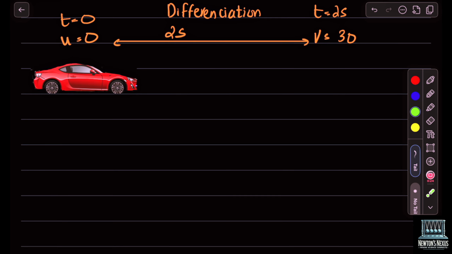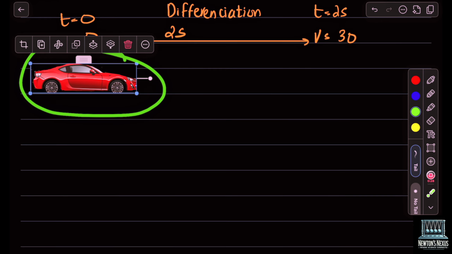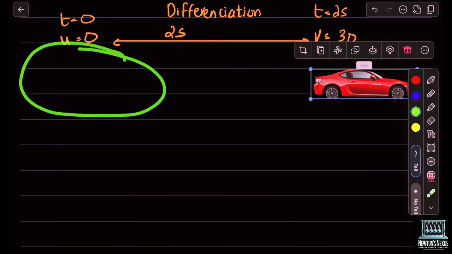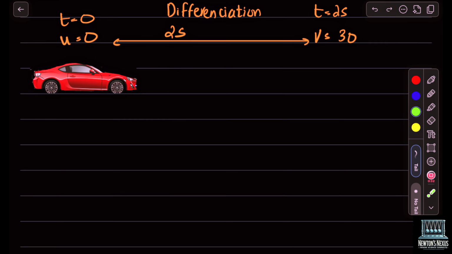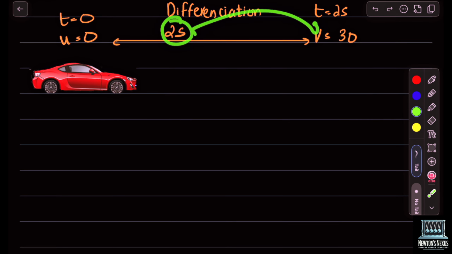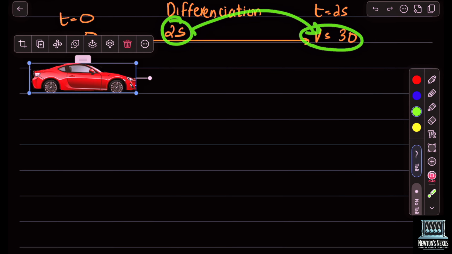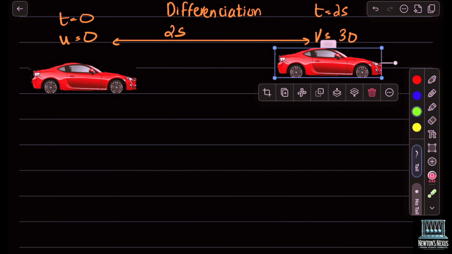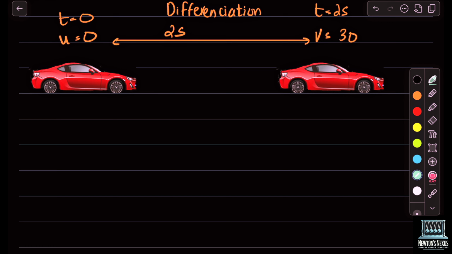So, consider a scenario where you've been given a car and your car is just traveling, whoosh. The car starts from rest with an initial velocity of 0 and travels for 2 seconds and ends up with a final velocity of 30. Now you've been asked, what is the change in velocity?